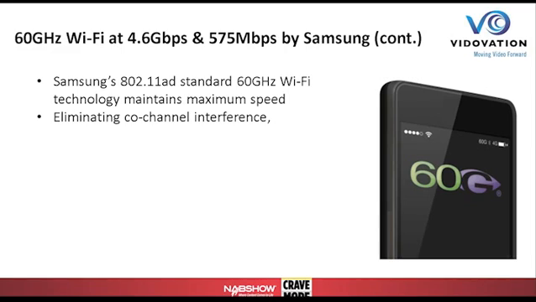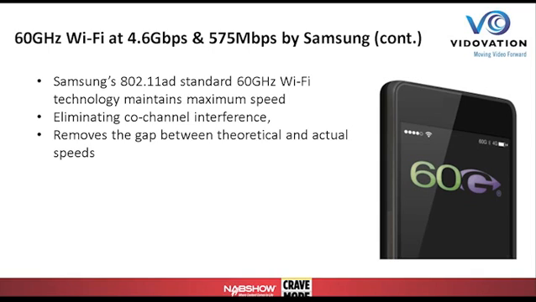Samsung's been able to eliminate the co-channel interference. If you have two channels operating in close proximity, a lot of times you have interference. The nice thing about 60 gigahertz, because it's a shorter wavelength, is that the beams are very narrow, but then they'll hit off of obstacles and obstructions, that sort of thing.